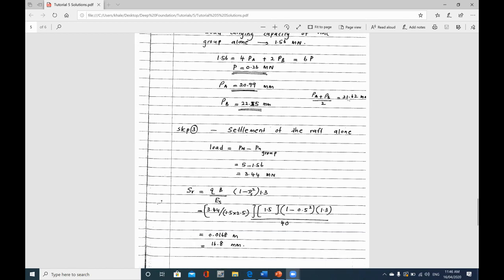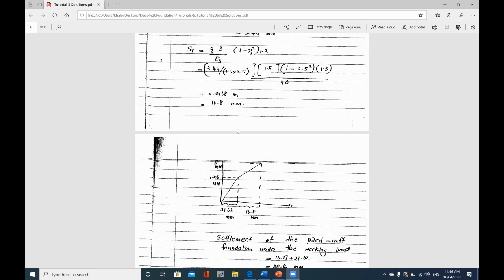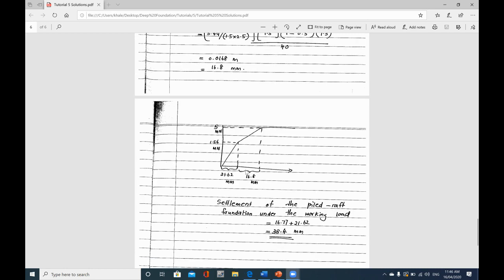the one due to the pile group and the one due to the raft. The first one will be 21.62 millimeter. This is the one we calculated here, 21.62 millimeter, which is due to the pile group system, with the amount of load here 1.56 meganewton. Then the rest of the load will be due to the raft, which we calculated here as 16.8. I just need to correct this value considering the new area here, and the working load is 5 meganewton.